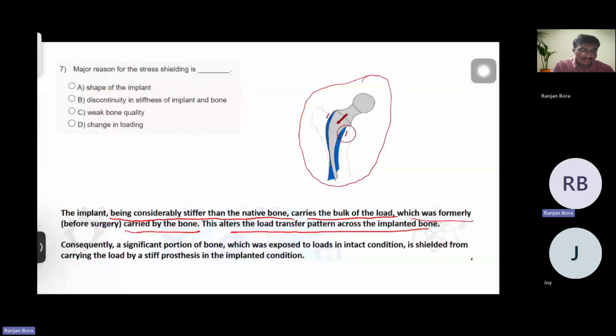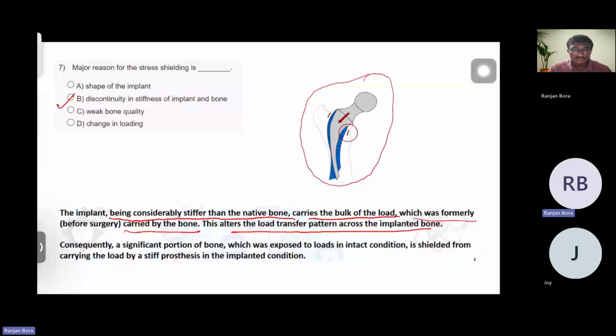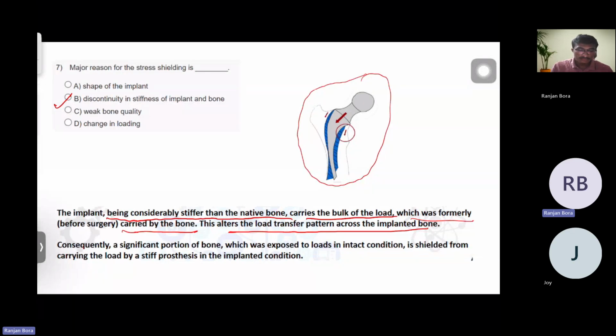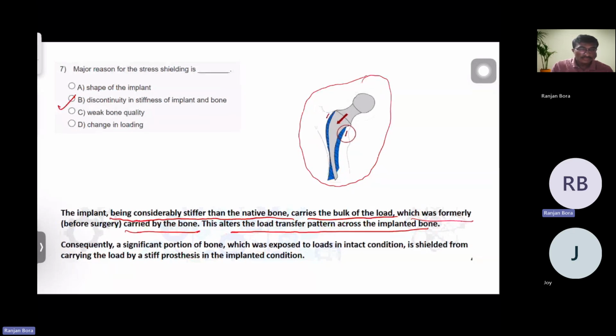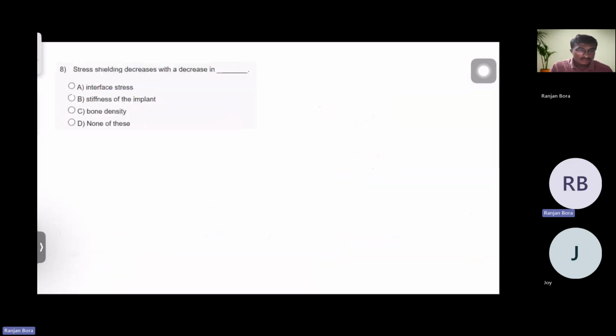So the major reason for the stress shielding is discontinuity in stiffness of implant and bone. Option B. Now, next question. Stress shielding decreases with a decrease in.